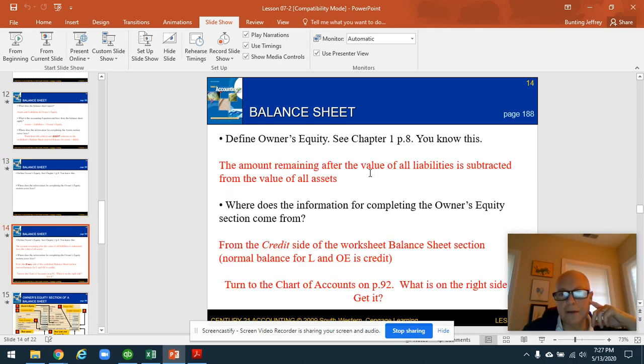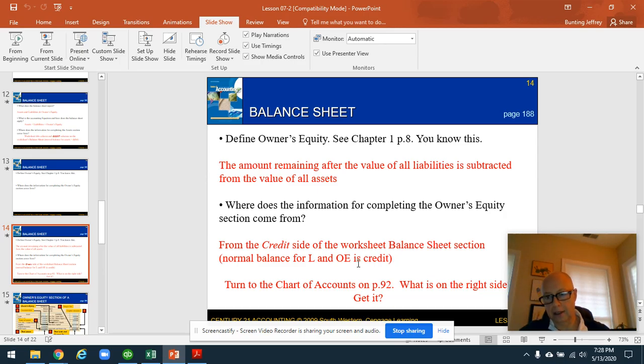It's the amount remaining after the value of all liabilities have been subtracted from the value of all assets. So what have you got? Assets minus liabilities equals owner's equity. It's your net worth. Where does it come from? Well, owner's equity, credit side of the worksheet balance sheet. Normal balance for liabilities and owner's equity is credit.